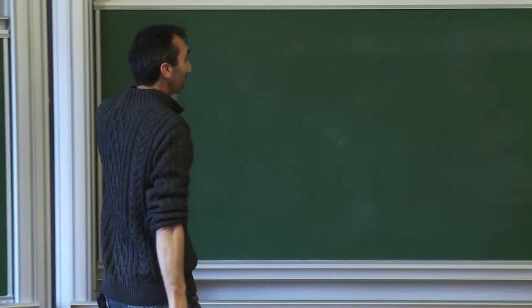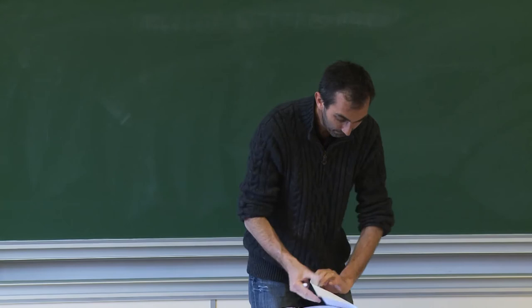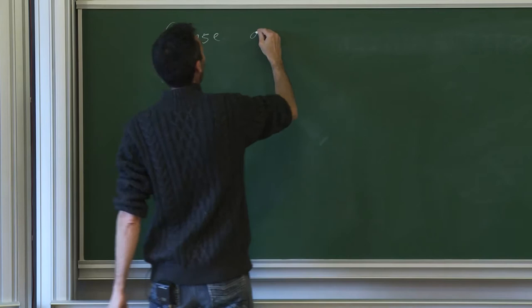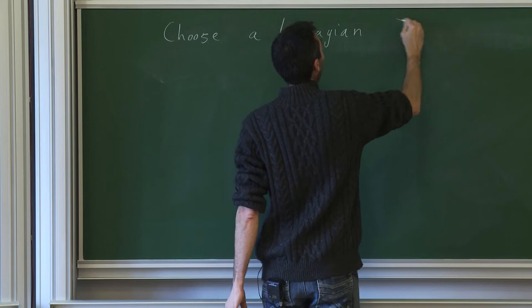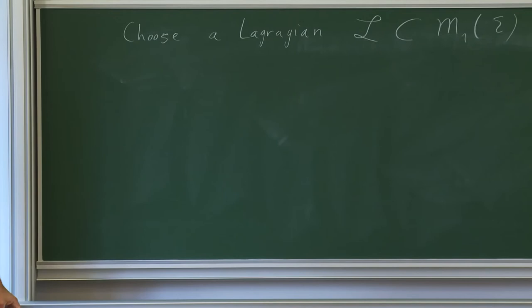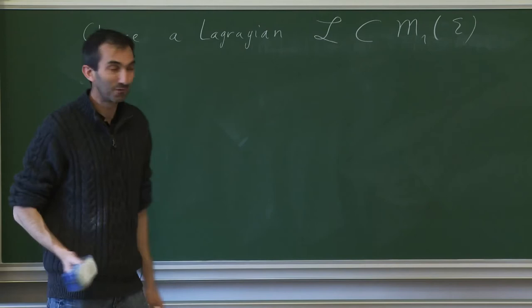So how do you define F0 then? How do you define F0? So, definition of F0. So choose a Lagrangian L in your M1 of sigma. Maybe curved, yeah. It's a straight subspace. Subspace, a submanifold. Yes, subspace. Sorry, yes, linear, I mean, linear subspace.